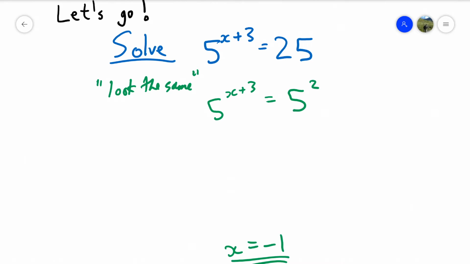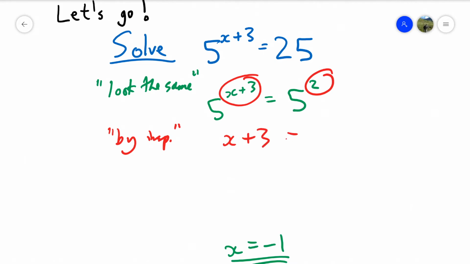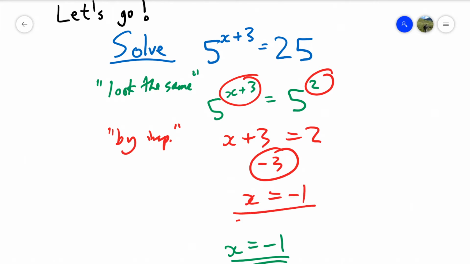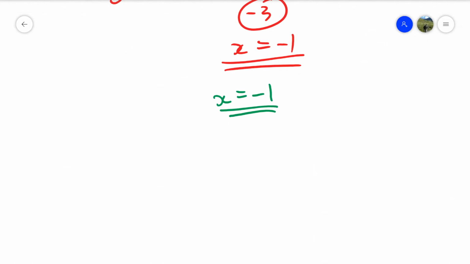Which means by inspection those two objects must be the same. So x plus 3 is equal to 2. So I'm going to minus 3 from both sides, which gives me x equals -1. Ta-da! Done it. Next question.